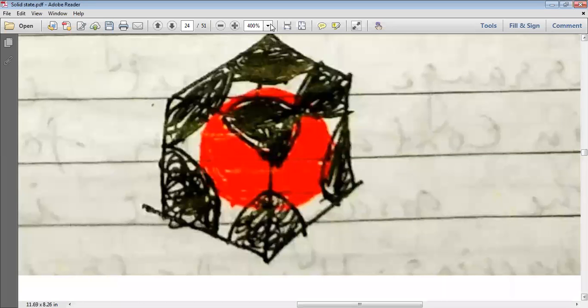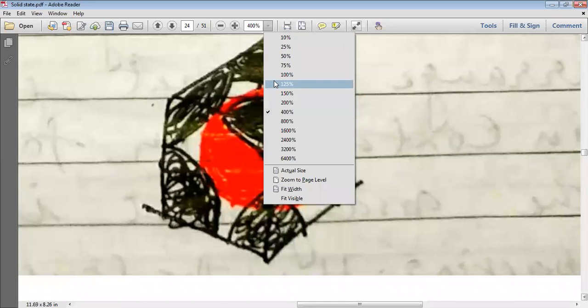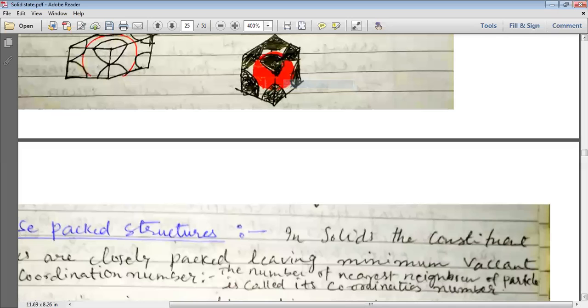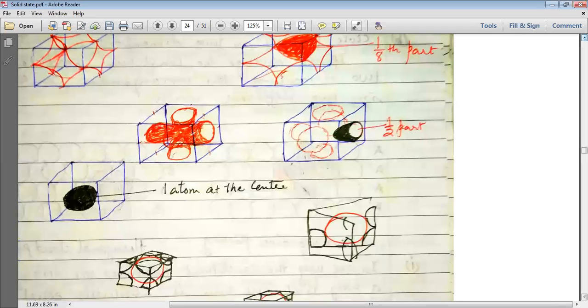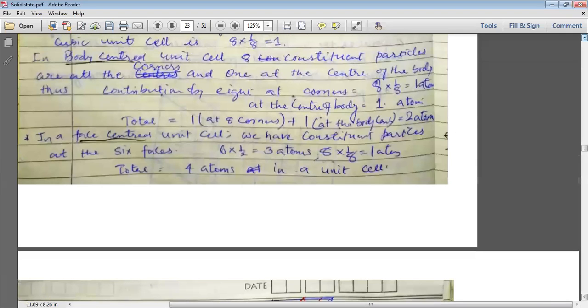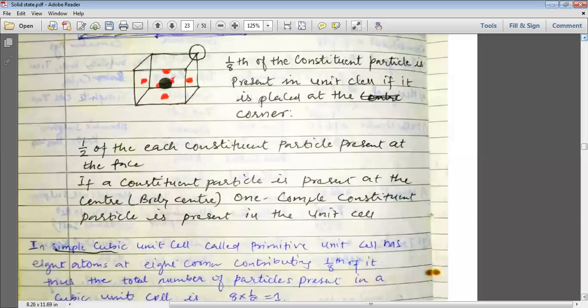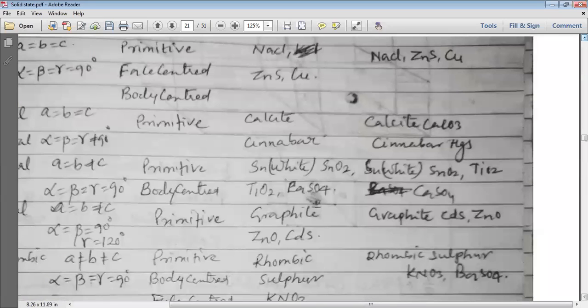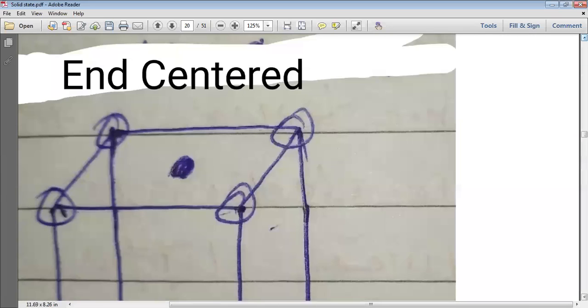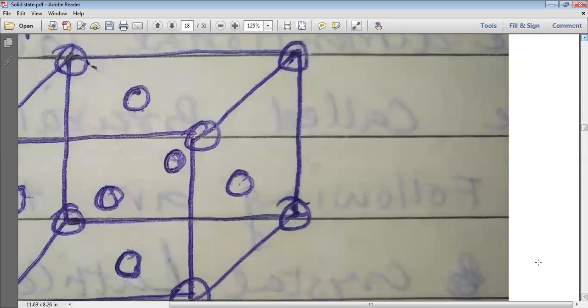I hope you understood. If you have any doubt, you can ask. Children, I want you to understand it well. That is why I have drawn all these figures. Children, are you understanding? Yes, sir. Very good, very good. Yes, sir. Good, wonderful. I'm so happy.